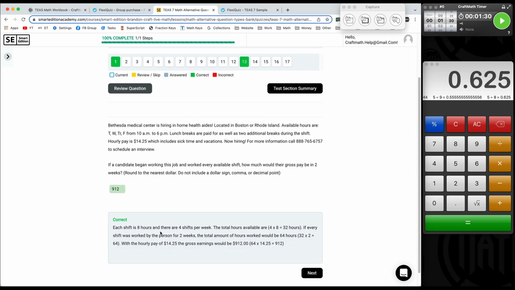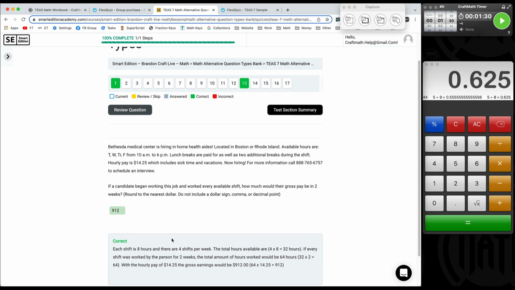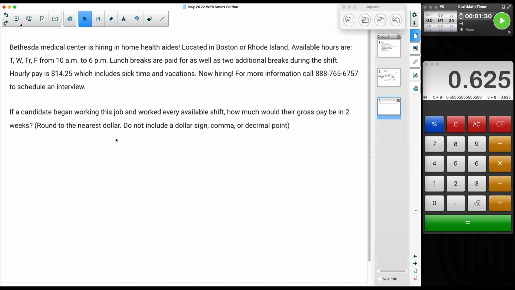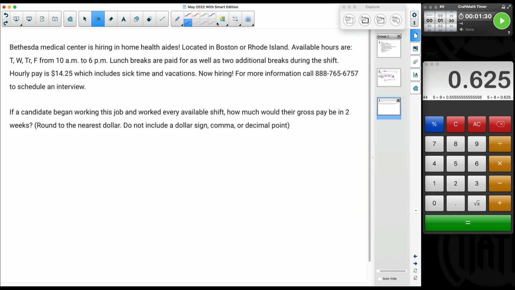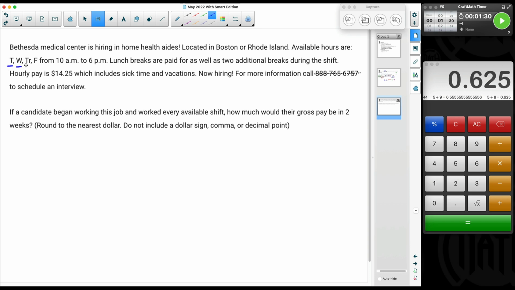Notice over at Smart Edition as well as the resources I'm gonna show you that I have, you do get explanations as well if you get an answer right or wrong. But let's work this one out. There's a lot of, I guess you could say, filler or distractors when it comes to some word problems. Obviously a phone number does not matter even though we see numbers. And here we have to pay attention to the days, assuming you read the problem. Tuesday, Wednesday, Thursday, and Friday.